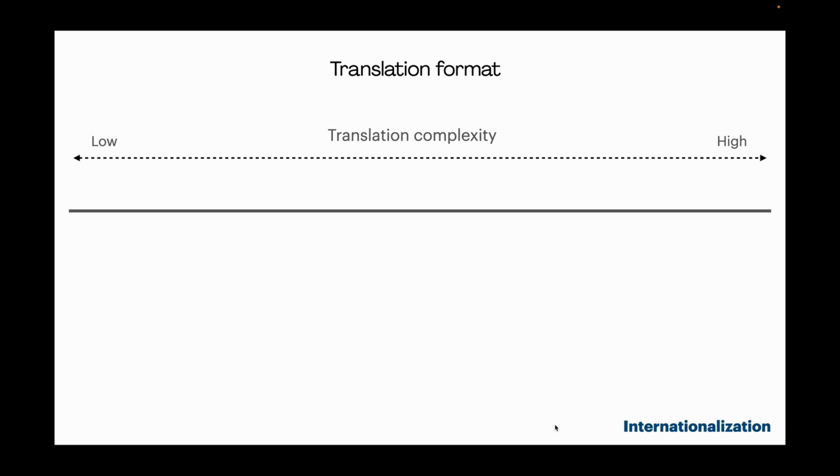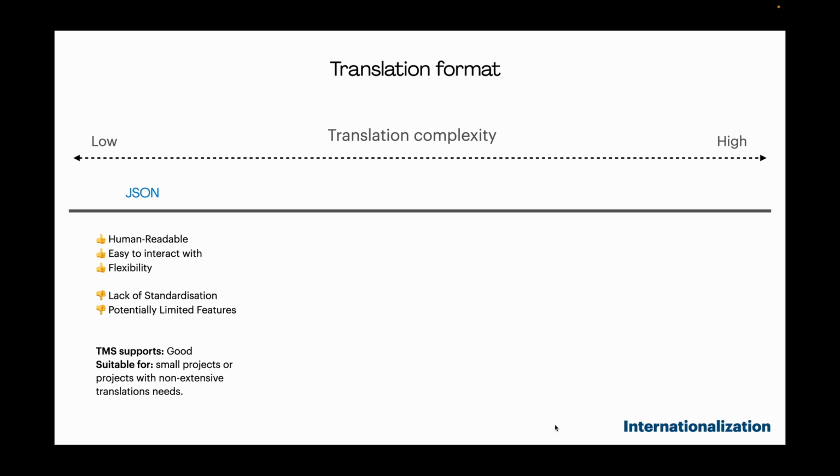Next, we must determine the format in which we will store translations. Not all services work with all formats, so this decision is critical. First one is JSON. JSON is a human-readable format. It's easy to work with and very flexible. Well, flexible, but JSON lacks specific standards for translation management. You will need to create your own structure for handling translation within JSON files.